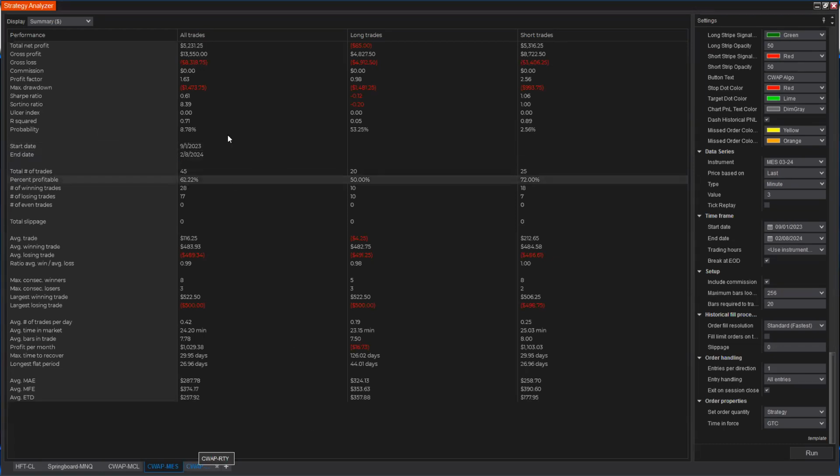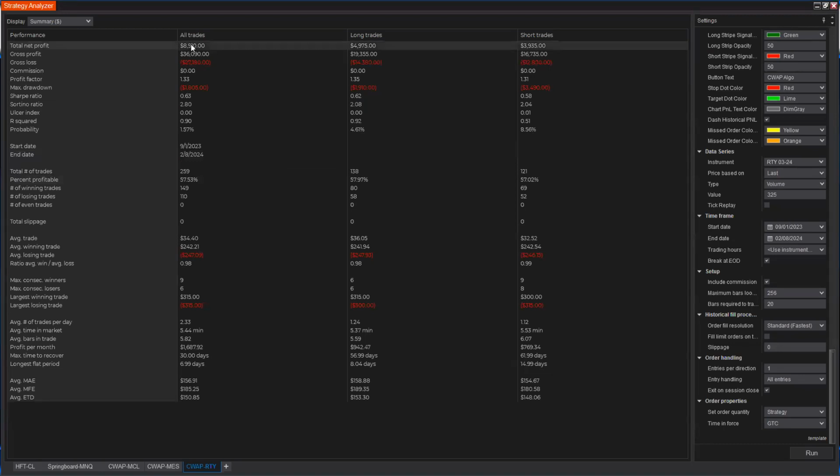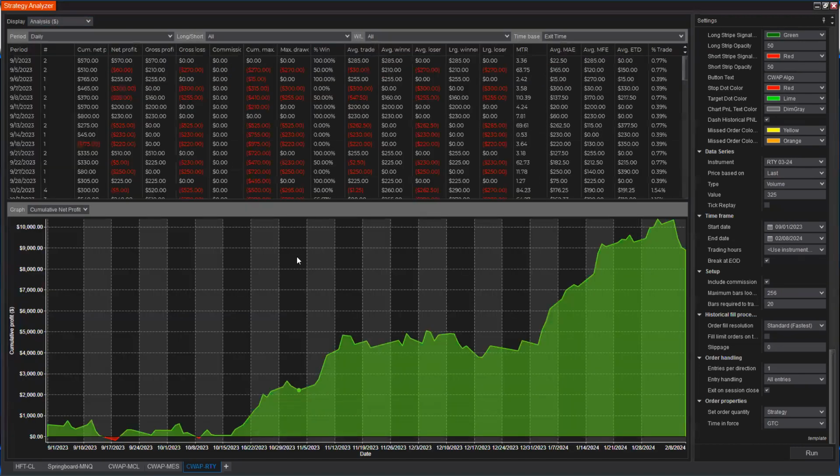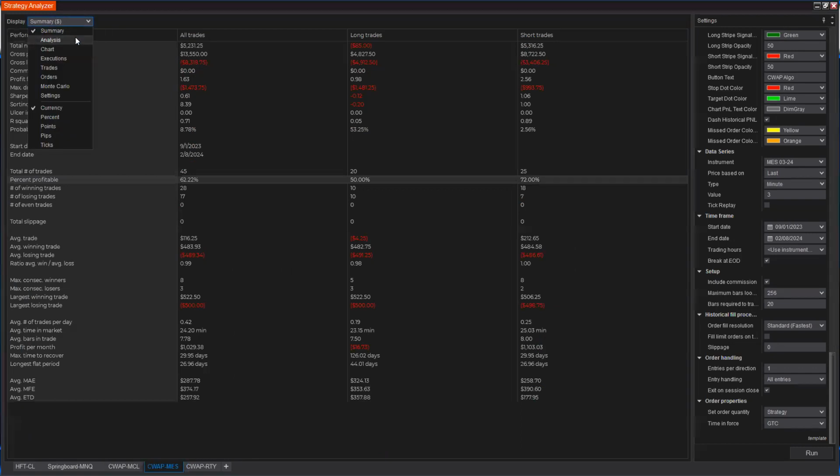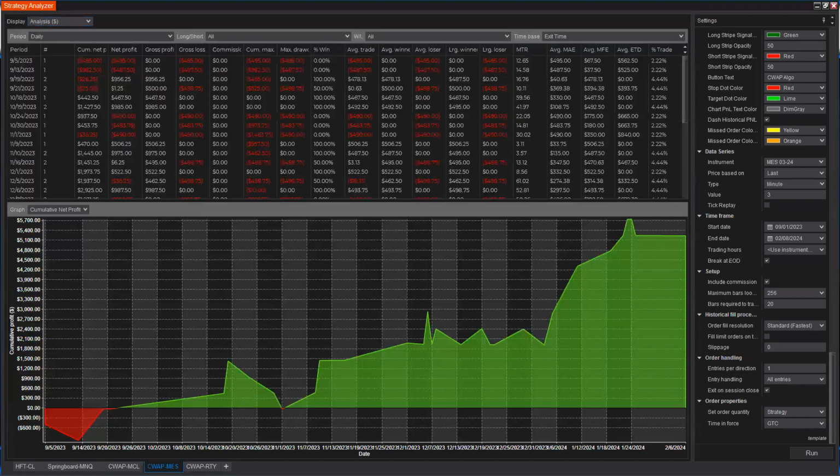And then when we go to RTY on a 325 volume chart, because RTY is great on volume charts, you made 8,900 without losing more than 1,800 from September 1st until now with a 57% win rate. What's your max drawdown? 1,800. What does your equity curve look like? It looks like that. What about this one? What does that look like? Give it a second. There it is.